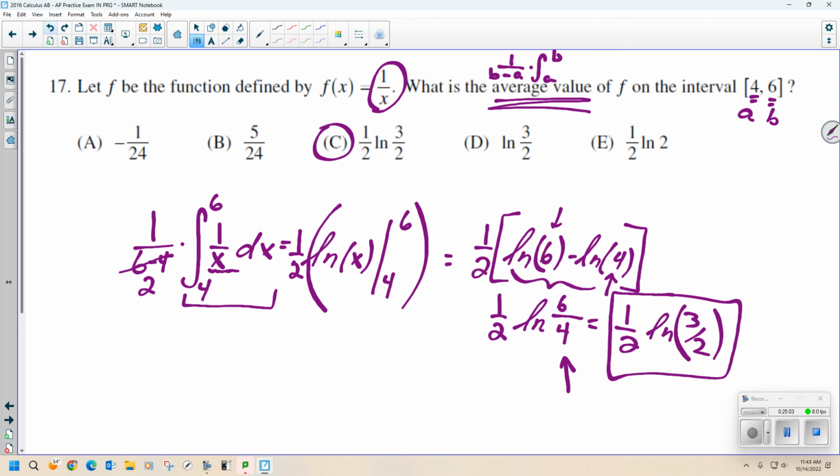That wasn't terribly difficult at all. You just need to know your rules. And you need to know that average value means take the integral and multiply it by 1 over the difference of your bounds.